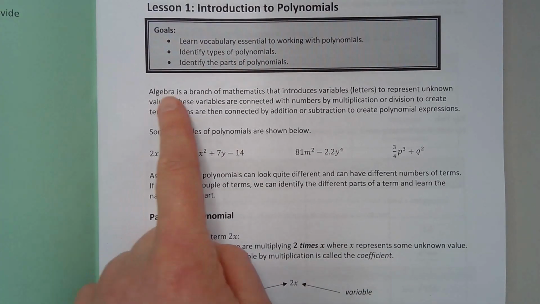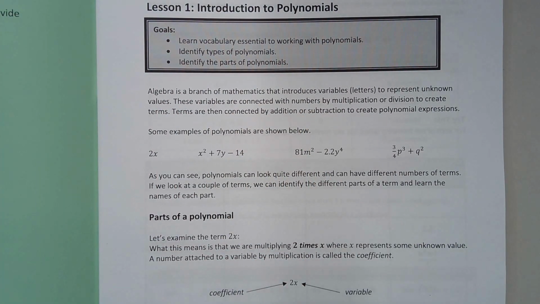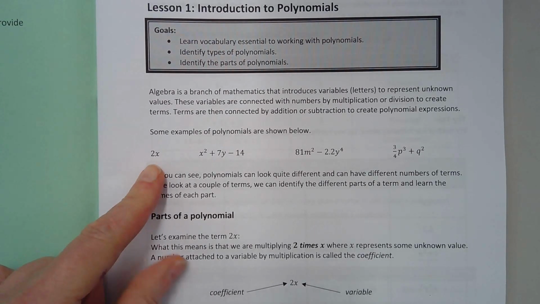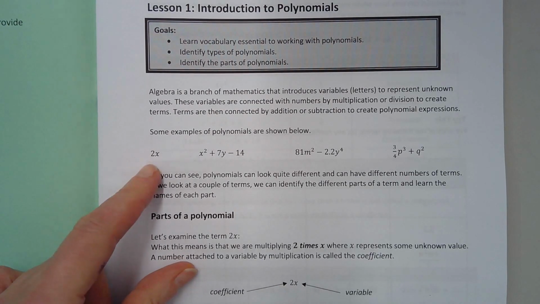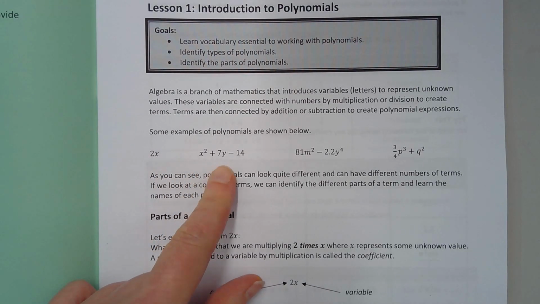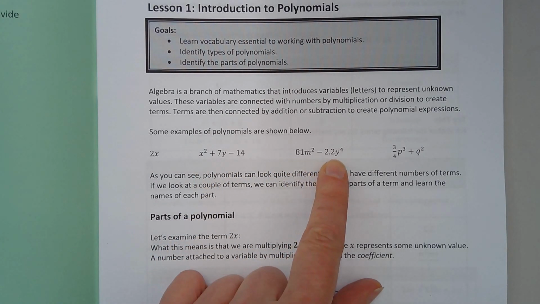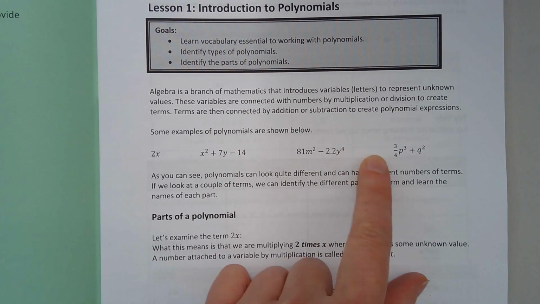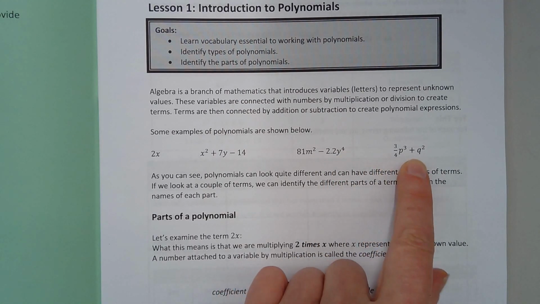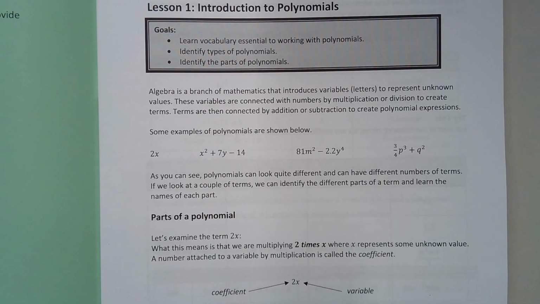So again, I think I just talked about this. So I'm just going to jump to this. Some examples of polynomials are 2x, x squared plus 7y minus 14, 81m squared minus 2.2y to the power 4, 3/4 p cubed plus q squared, right? We've seen all of these symbols now, right? We did a quick review of exponents and how to say those words.